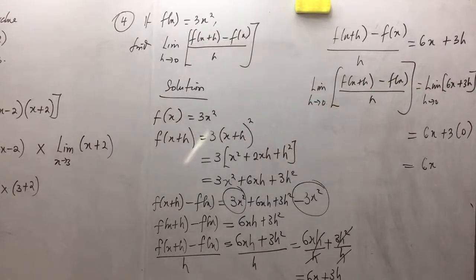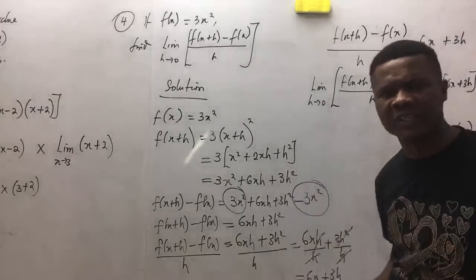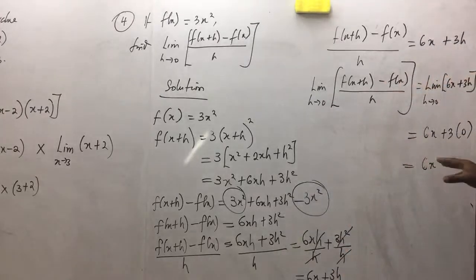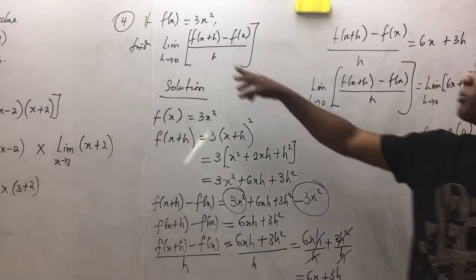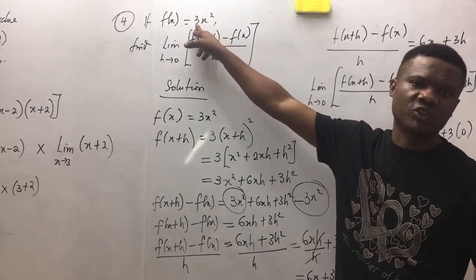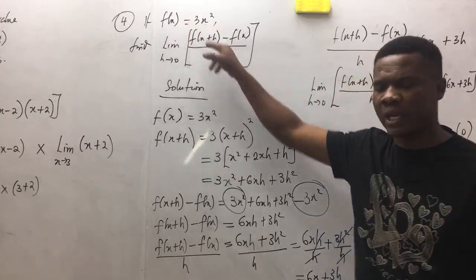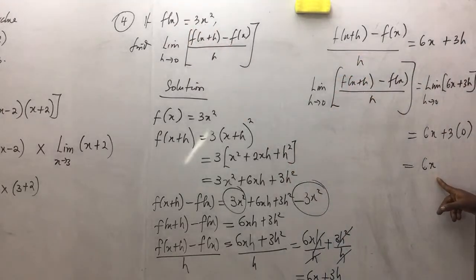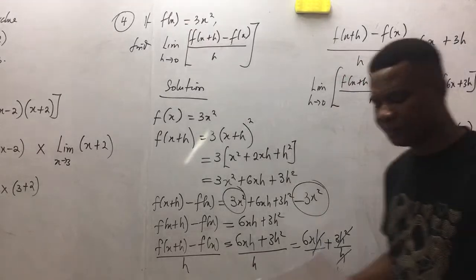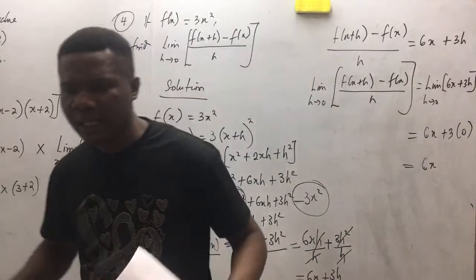Now, you will come to realize again when you watch my video on the derivative of a function that what we have just done is obtaining the derivative of this function. So the derivative of f of x, if f of x is equal to 3x squared, is 6x. That's what we've just done. Now, that being said, let's move over.